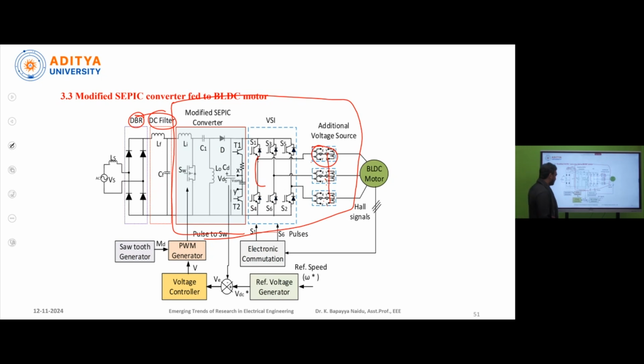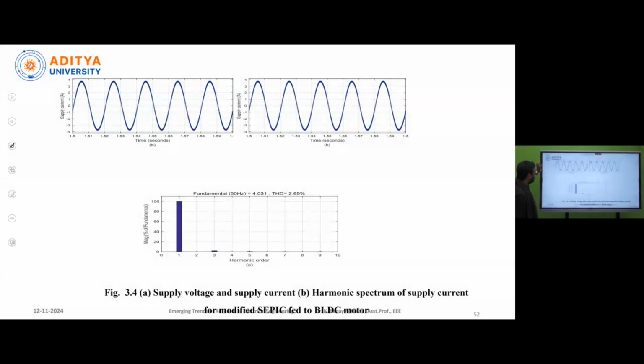Using this voltage multiplier technique, we give the switching pulses to these modified SEPIC converters. Whenever you are connecting these additional voltage sources and running this modified SEPIC converter, these are the simulation results when the motor is running at 1000 RPM speed. Here this is the supply current. If you observe the THD of the supply current, it is equal to 2.69%.